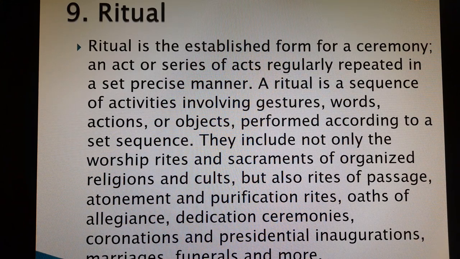The word ritual. Ritual is the established form for a ceremony, an act or series of acts regularly repeated in a set precise manner. A ritual is a sequence of activities involving gestures, words, actions, or objects performed according to a set sequence. They include not only the worship rites and sacraments of organized religions and cults, but also rites of passage, atonement, and purification rites, oaths of allegiance, dedication ceremonies, coronations and presidential inaugurations, even marriages, funerals, and more.